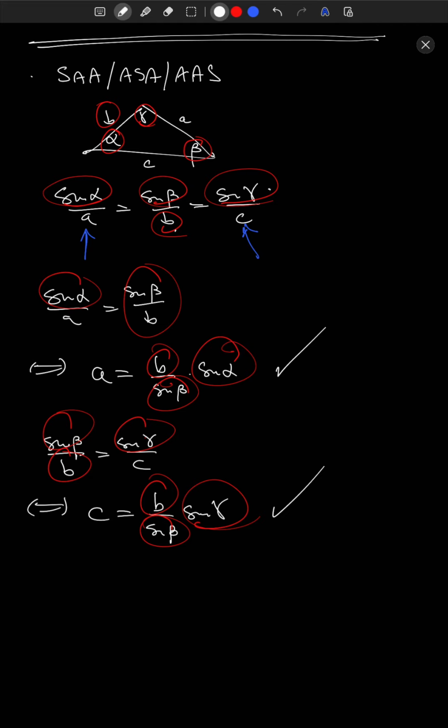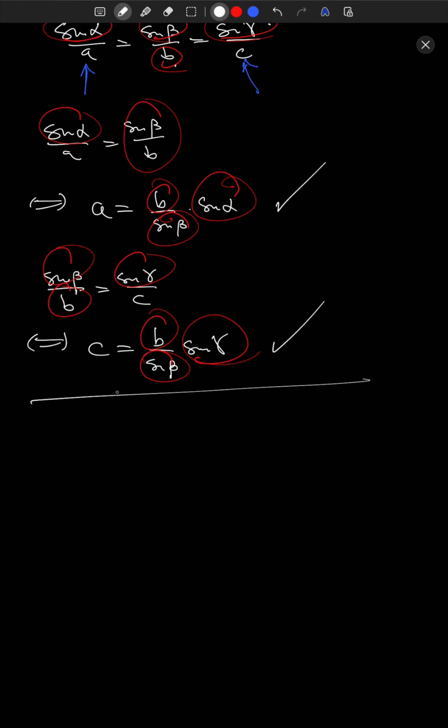So these problems are actually very straightforward. This SAS situation is very straightforward. Circle the things that you know, and it'll be immediately obvious how to solve for the other ones. All right, so let me give you a numerical example. Let's say alpha equals 20 degrees, beta equals 35 degrees, and A is equal to 10.